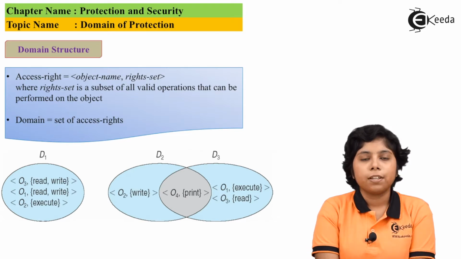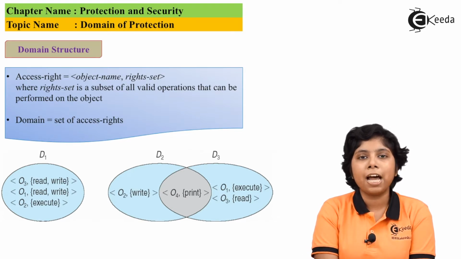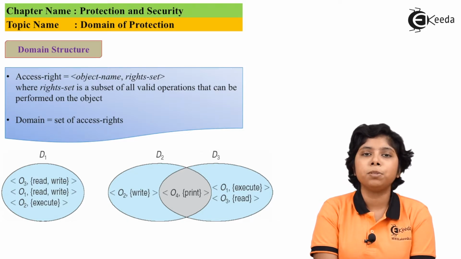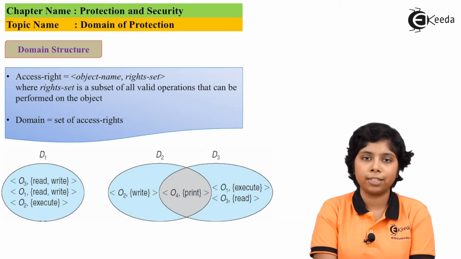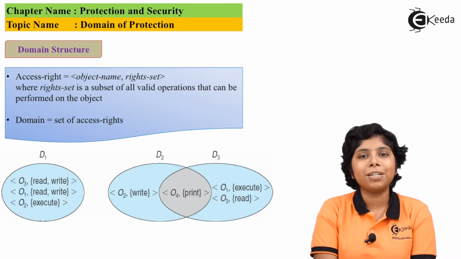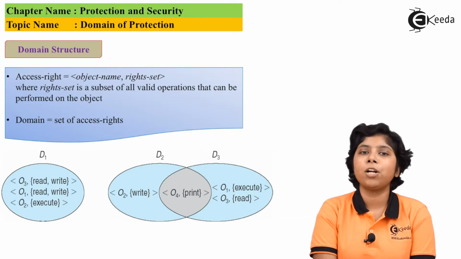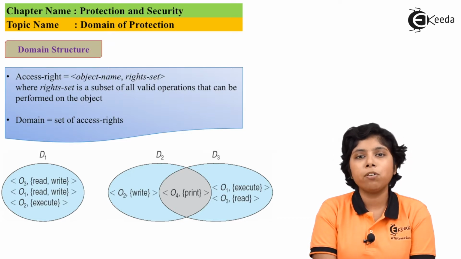Say for an example, a process is having three domains like D1, D2 and D3. Where D1 is having object O1 and O2 with read and execute access rights, and on object O3 it has only execute access rights. Now in the domain D2, it is having the read rights to object O2 and write rights to object O4. And also D3 has write rights to object O4, read rights to object O3 and execute rights on object O1.